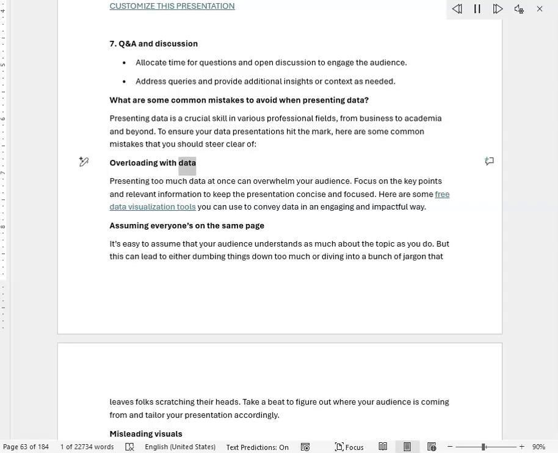Overloading with data. Presenting too much data at once can overwhelm your audience. Focus on the key points and relevant information to keep the presentation concise and focused.